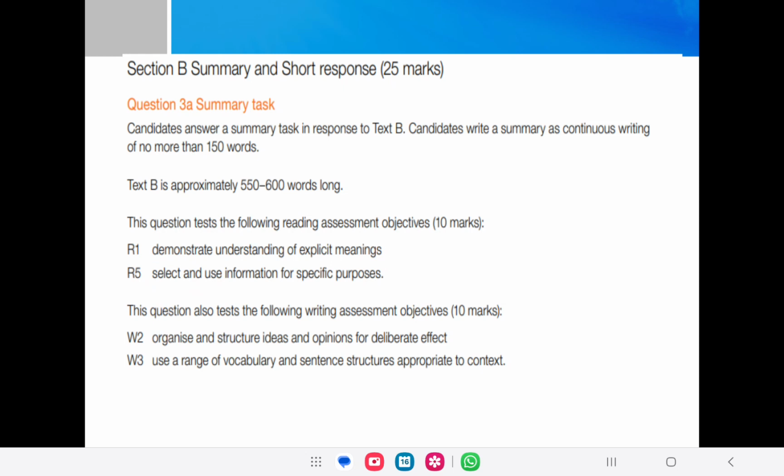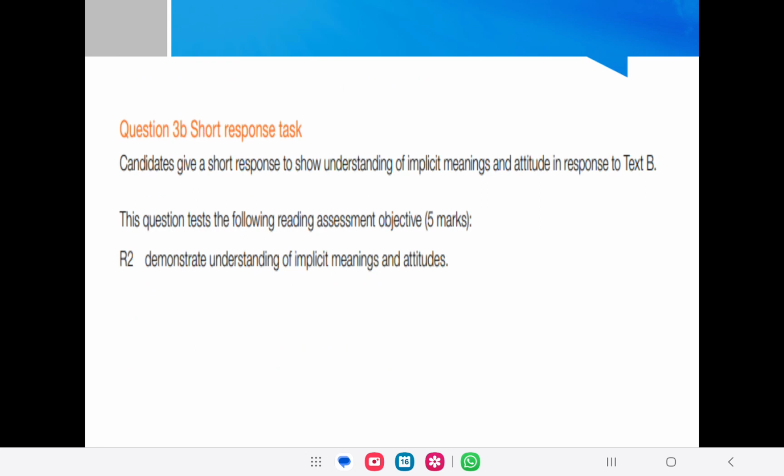Now the next one, question 3B, short response task. Candidates give a short response to show understanding of implicit meanings and attitudes in response to text B. This question tests the following reading assessment objective, 5 marks, that is R2. R2 is demonstrate understanding of implicit meanings and attitudes.